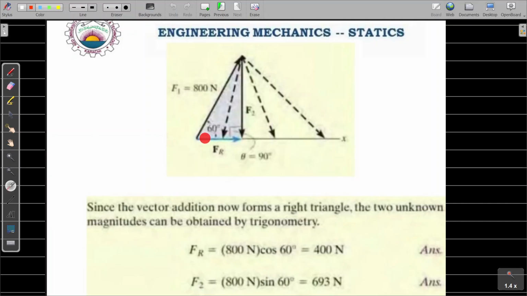See, the magnitude has decreased. The magnitude would have been maybe this one or this one, but here it has been decreased, and FR comes out to be 400 Newton, and our F2 comes out to be 693 Newton. You can see that usually FR has to be the maximum, but here, because of the special condition to make F2 the minimum, for the respective FR, F2 and F1 have increased in magnitude, but the FR magnitude has decreased.